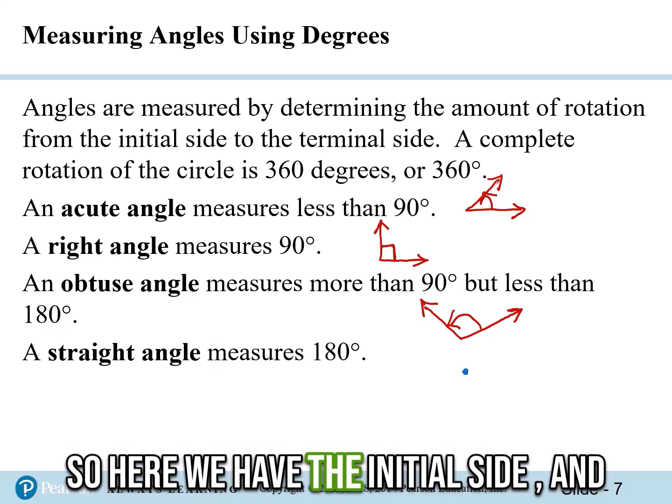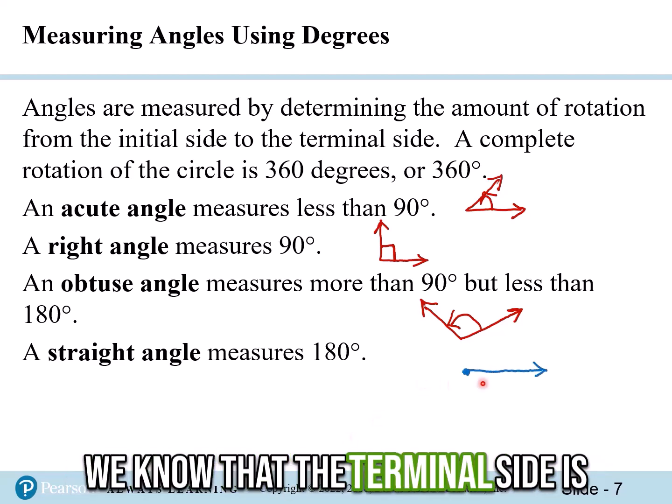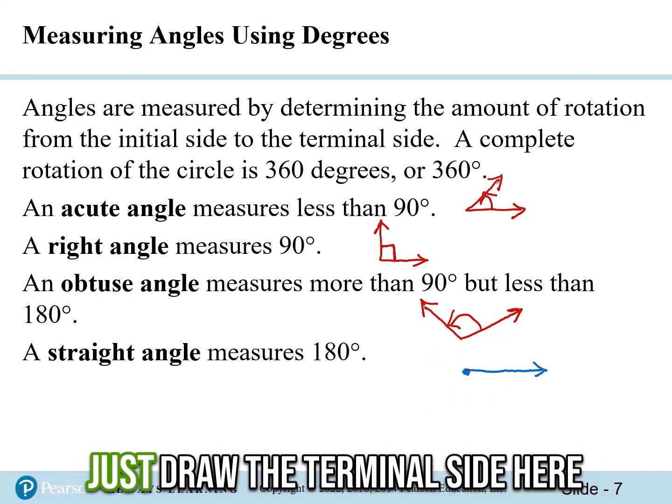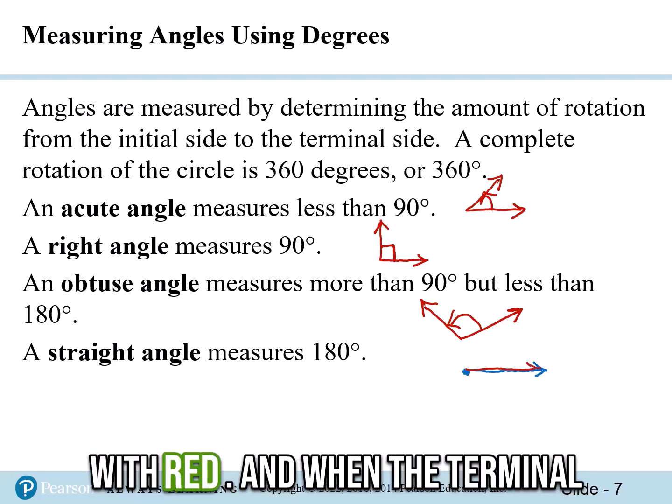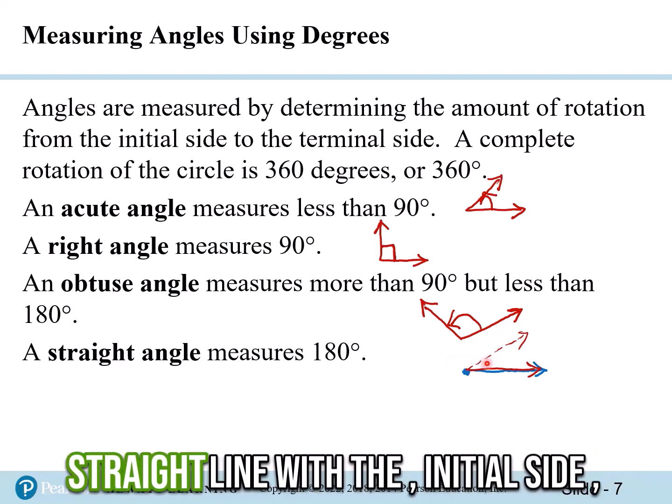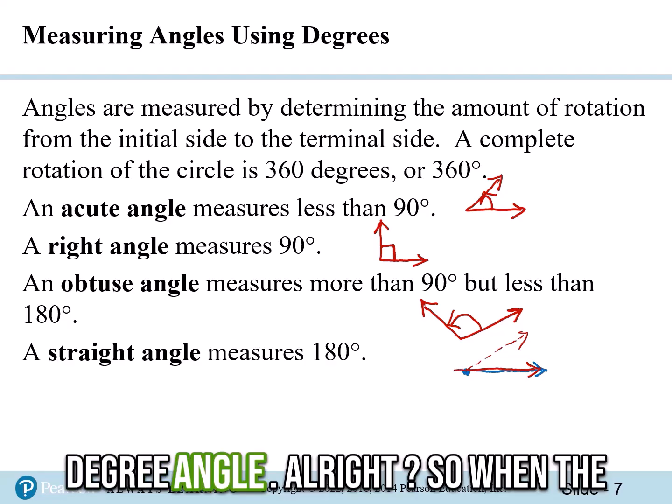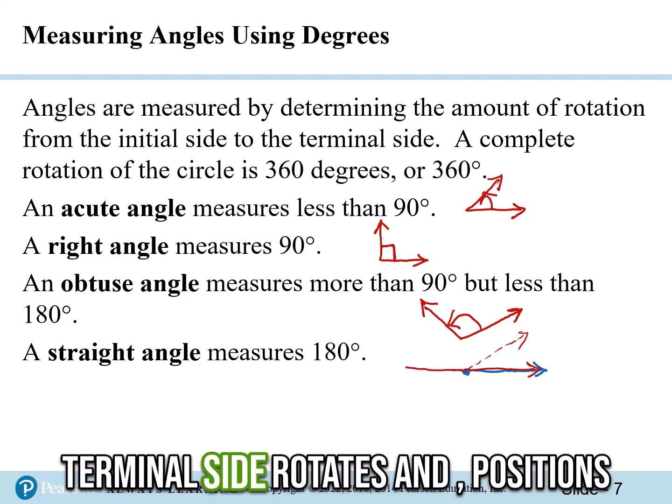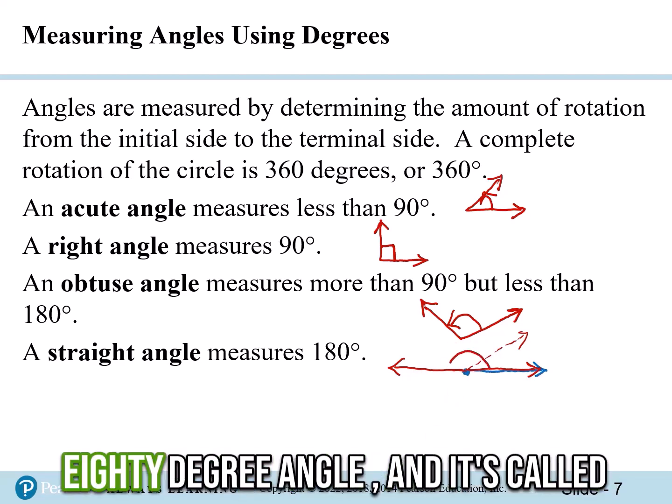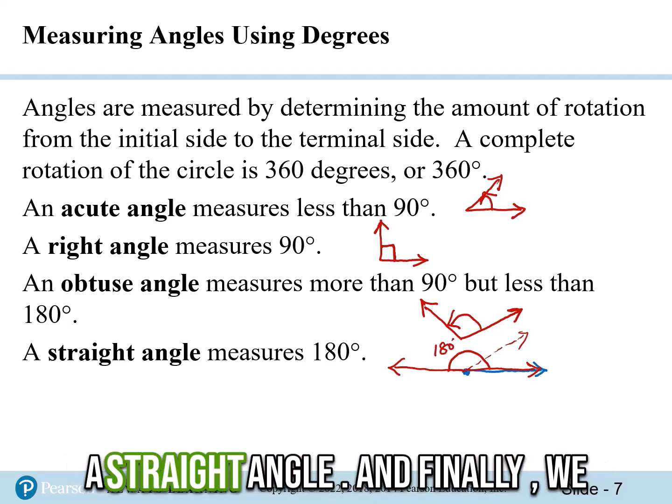So here we have the initial side, and we know that the terminal side is the one that rotates about the vertex to form the angle, correct? So let me just draw the terminal side here with red, and when the terminal side rotates and positions itself in a straight line with the initial side, it forms a 180-degree angle, and it's called a straight angle.